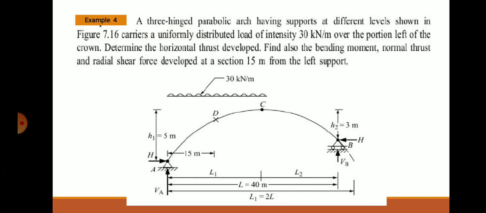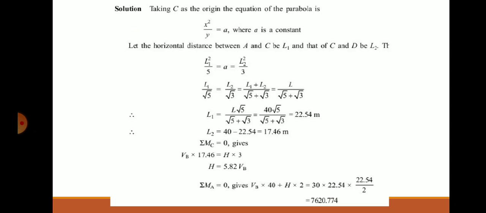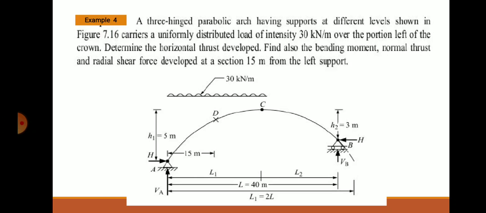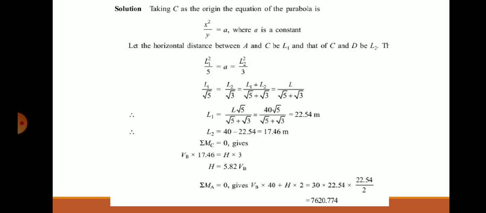This is how the step started. So, L is 40 meter, it is given. You do not know what is L1 and L2. So, how can you do it? Using the parabolic relation, you have an equation x square by y is constant. So, y is given for two different sides, if the supports are at different levels. So, x square is L1 square divided by 5 is equal to L2 square by 3. Solving the relation, you will get what is L1 and what is L2.